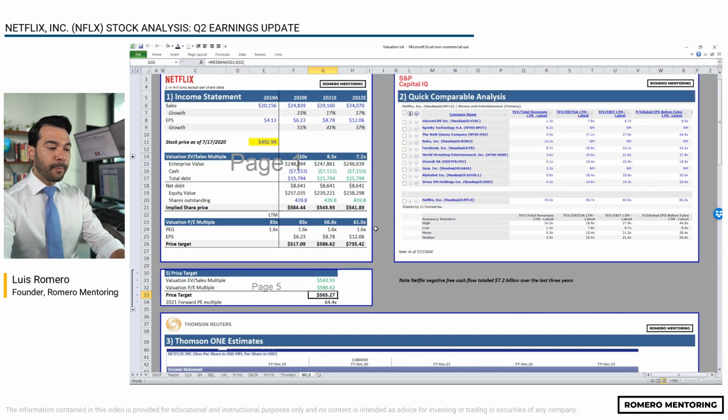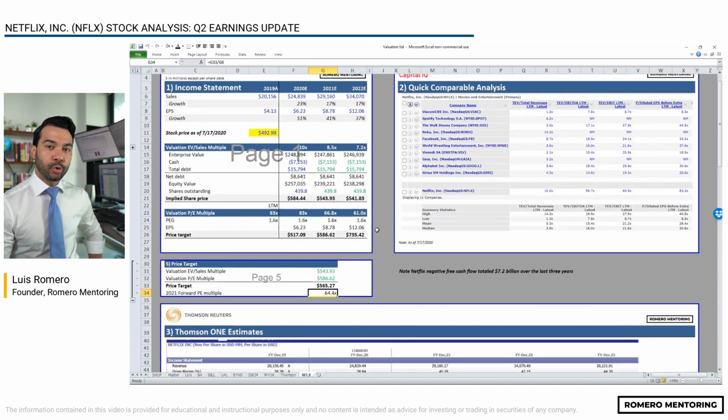If I look at forward multiples, what's the forward multiple? Take the implied price target divided by 2021 earnings per share, and I get a 64 times forward PE multiple. Now the question is, is that a reasonable forward PE multiple for Netflix, a company that is growing earnings per share, based on our estimates, 51% in 2020, 41% in 2021, and 37% in 2022? I think this is reasonable.